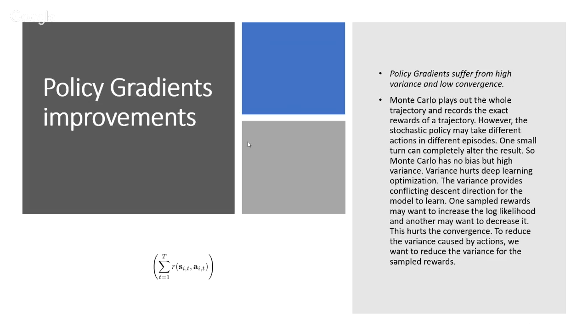Policy gradient suffers from high variance and slow convergence. Monte Carlo plays out the whole trajectory and records the exact rewards of the trajectory. However, the stochastic policy may take different actions in different episodes. One small turn can completely alter the result. So Monte Carlo has no bias, but high variance. Variance hurts deep learning optimization. The variance provides conflicting descent directions for the model to learn. One sample's reward may want to increase the log likelihood and another may want to decrease it. This hurts convergence. To reduce the variance caused by actions, we want to reduce the variance of the sample reward.